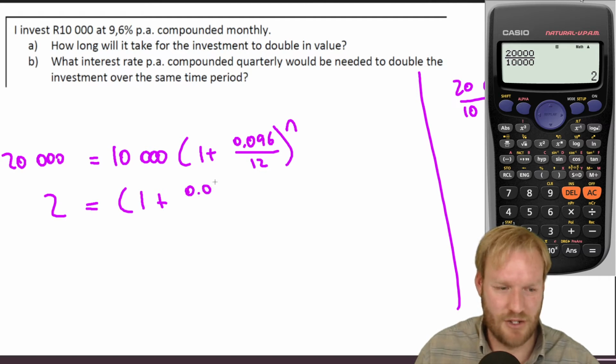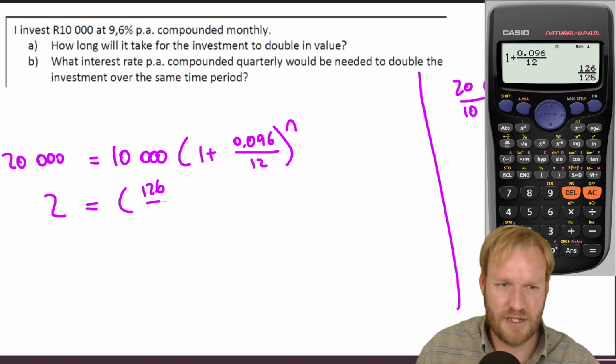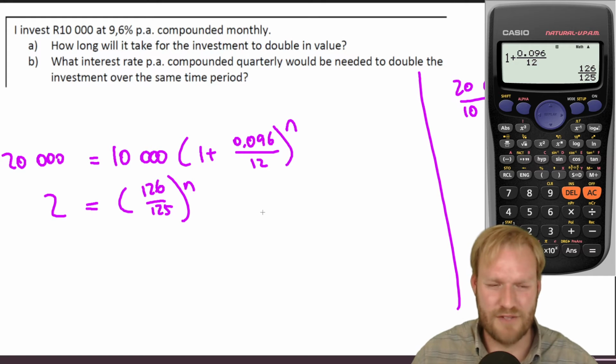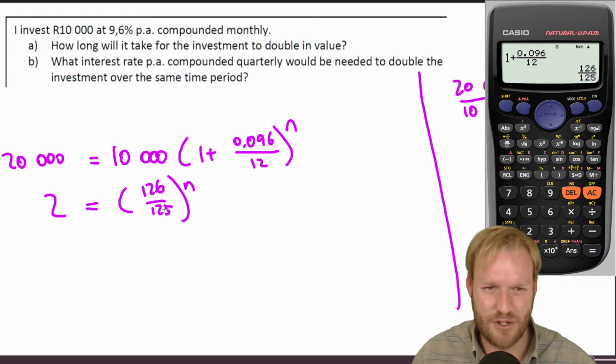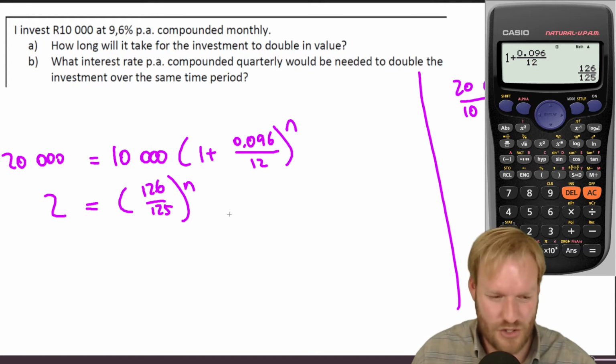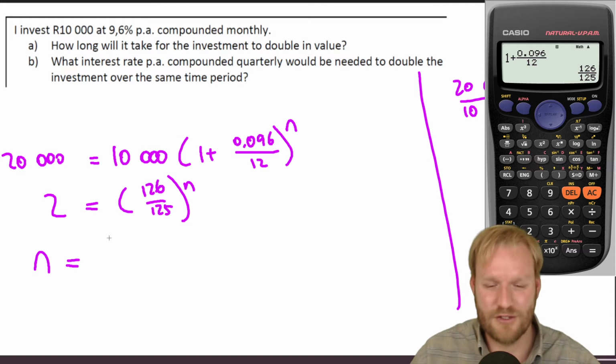1 plus 0.096, well, this part over here, I'm going to put that in my calculator just so we have a sense of what that looks like. So we've got 1 plus 0.096 divided by 12. So that's 126 over 125 to the n. Now, previously, we might have done these and they always worked out nicely, and we would have had a nice power of n to get 2 or something like that. But now we've got logs to the rescue, and one of the points of logs is that we can get our exponent to be the subject of the formula.